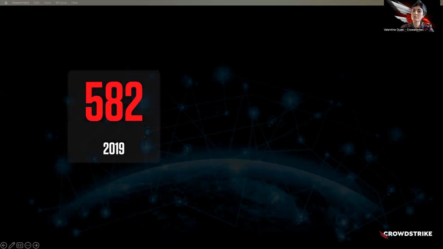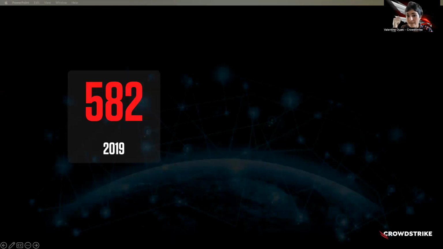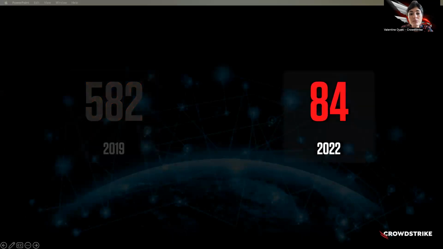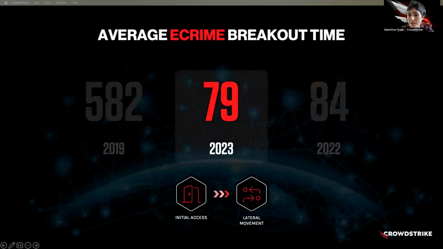So we have at CrowdStrike what we call the e-crime breakout time. This is basically the time it takes for an adversary first to gain initial access to a victim's environment and then to achieve lateral movement. In 2019, the average e-crime breakout time was 582 minutes. In 2022, it was only 84 minutes. And in 2023, 5 minutes less, with 79 minutes as an average.